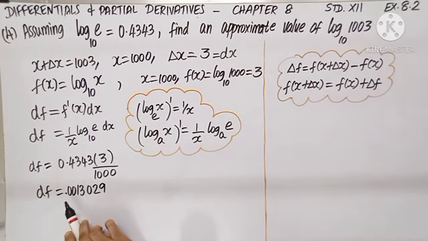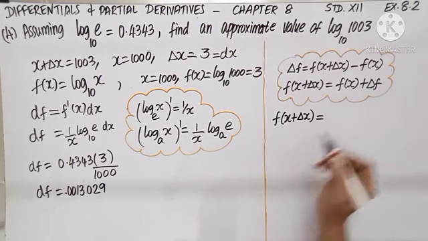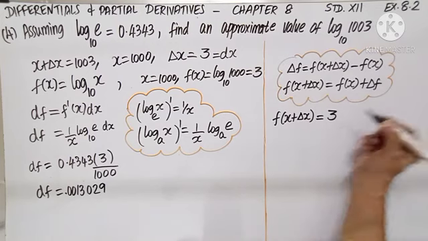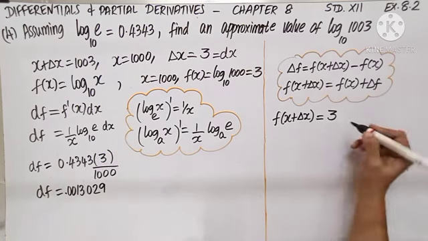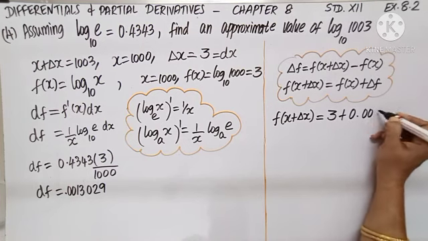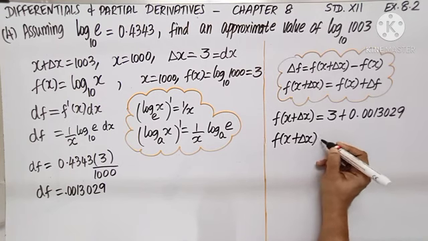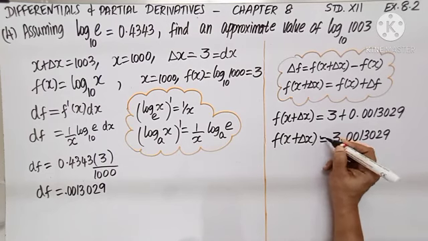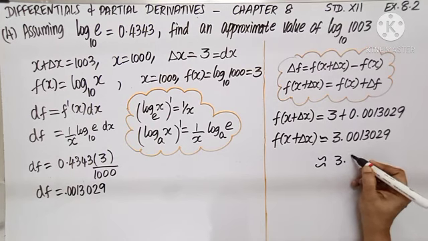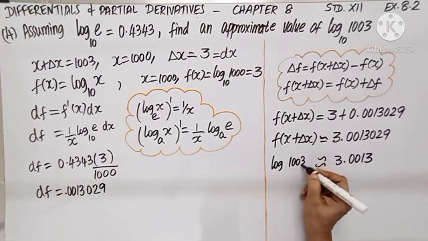We get 0.0013029. Let us substitute in the formula. f of x plus del x equals f of x, the answer is 3, plus del f, what we have calculated here, approximately, 0.001329. So f of x plus del x, we will say 3.001329. It is an approximate measure. We say 3.0013. So this is log 1003 base 10.